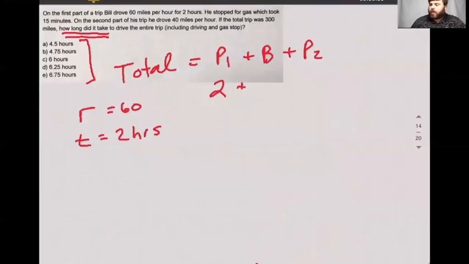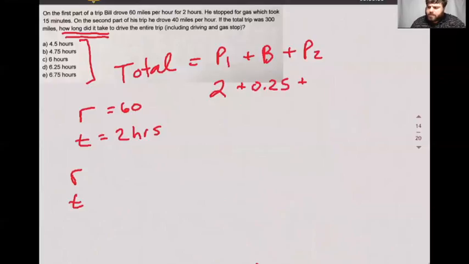Okay. Now what fraction of, or what decimal I should say, or what fraction of the whole hour is 15 minutes? It's 1/4. Remember, 1/4 is 0.25. So we're going to say 0.25. Okay. Now all we got to do is find the third leg. So the third leg, it says he drove 40 miles per hour. Okay. So I have a rate. Do I have a distance? No, I don't have a distance. And I don't have time, which is what I'm actually looking for here.